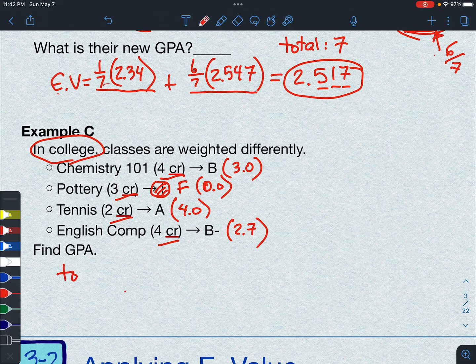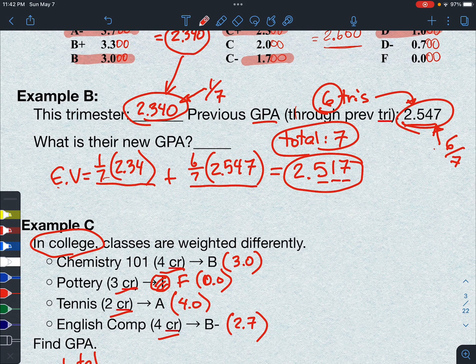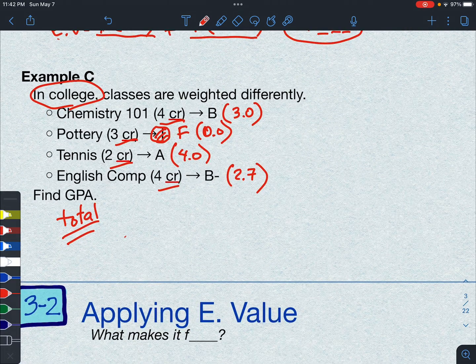The next thing we're going to do, and if they don't tell you, always find the total. Like I said, the last problem we had to find the total was 7. First problem we had to find the total was 5. So what is the total here? I've got 4, 3, 2, 4. See, we've got those little credits. All right, so the total is 13 credits.